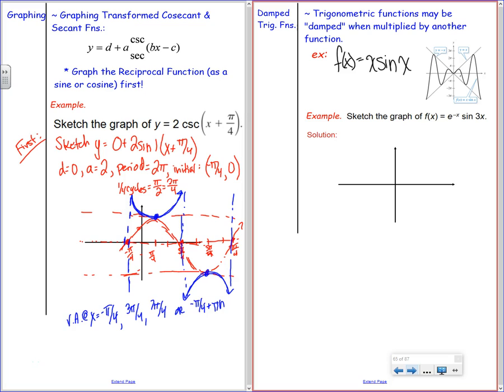I want you guys to get this one in your calculator. See if you can make it match. Hopefully you're in radian mode. Zoom standard should be fine. And if you get this one to match, why don't you go look at this guy?